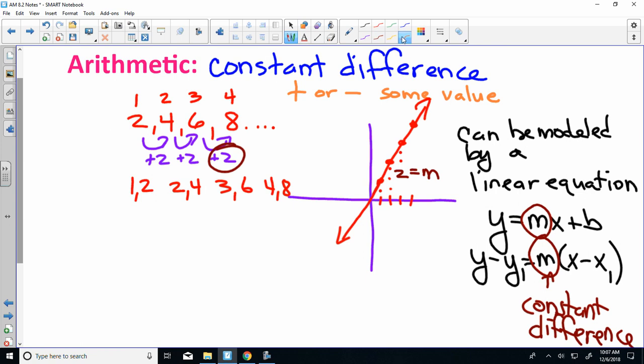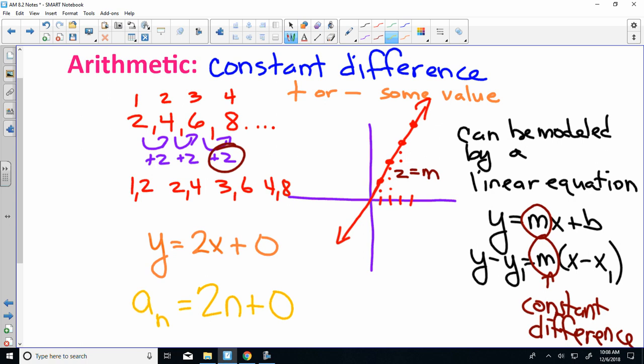And so in this particular instance, you would have y equals 2x plus, and then it crosses at 0, so it's 2x plus 0. Now, typically they don't use y and x when you're dealing with a sequence, so they would say 2n plus 0. So a sub n equals 2n plus 0 would be how it is written.